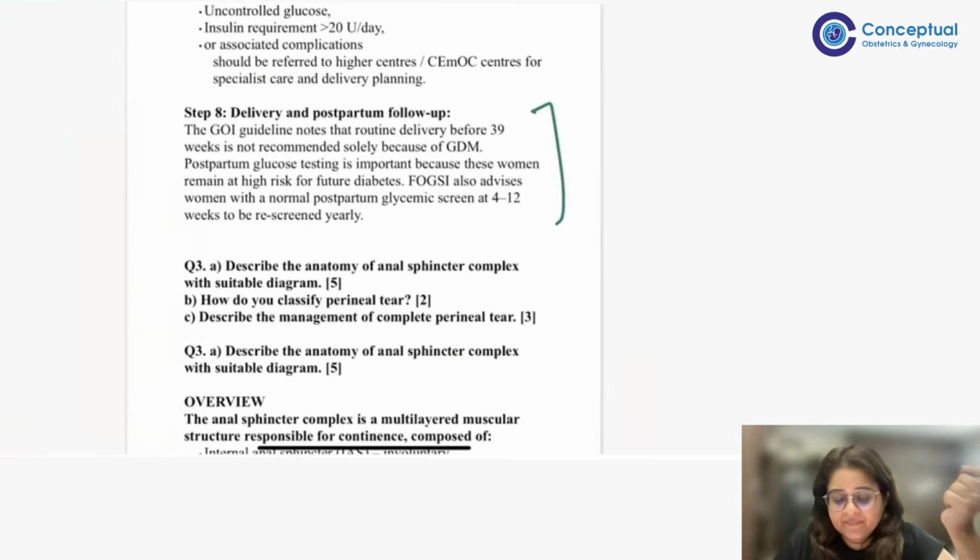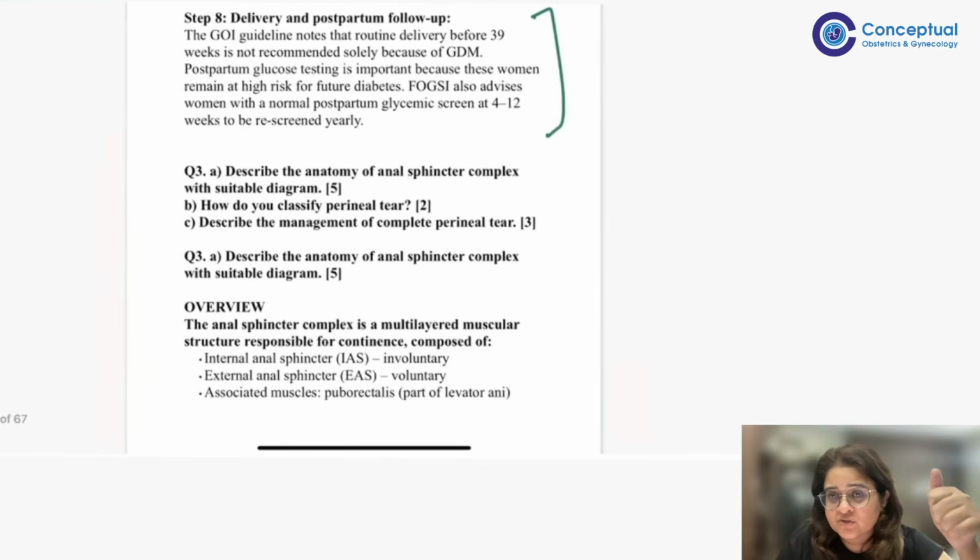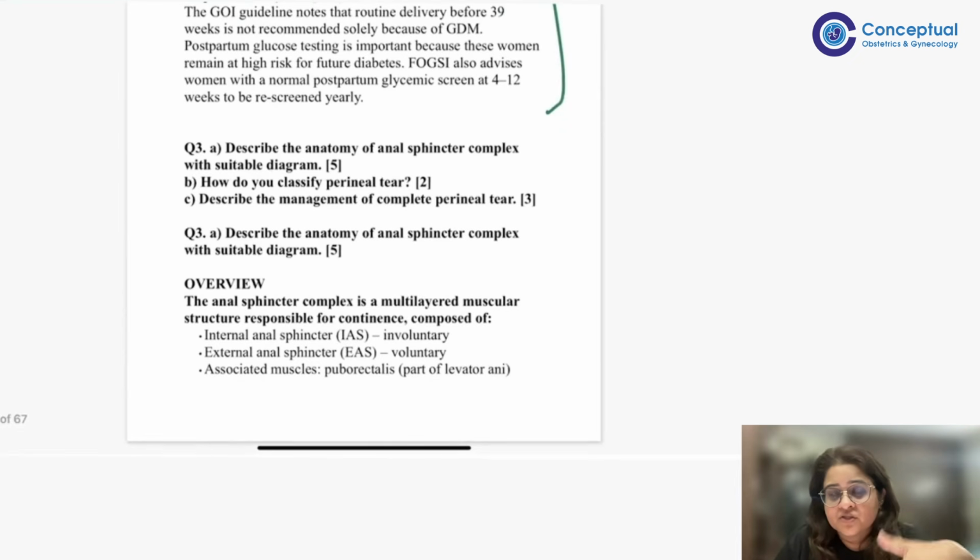And delivery: when you plan delivery in GDM, we plan delivery after 39 weeks of pregnancy. Don't deliver before 39 weeks if the sugars are well controlled, because of the risk of respiratory distress syndrome, even at term in these babies. So we need to deliver them after 39 weeks. Also remember that they should be checked again at 4 to 12 weeks. You're supposed to do a WHO GTT to check if they are actually diabetic or they were just gestational diabetes.